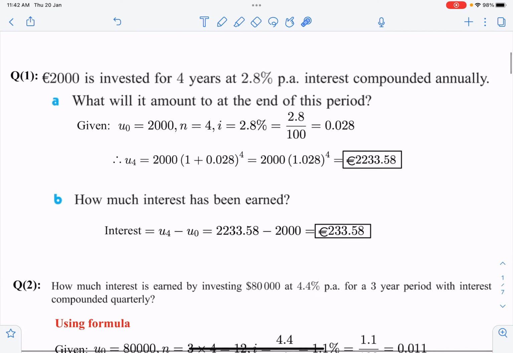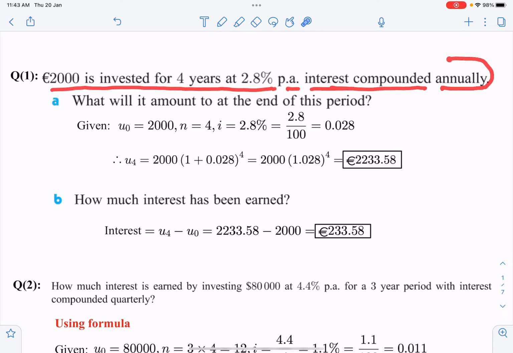It says 2000 euros is invested for 4 years at the rate of 2.8% per annum compound interest, with interest compounded annually. What will it amount to at the end of this period? What will be the total amount? So U0 is 2000, the initial amount invested, n is 4 because it is invested for 4 years, and I is 2.8%.